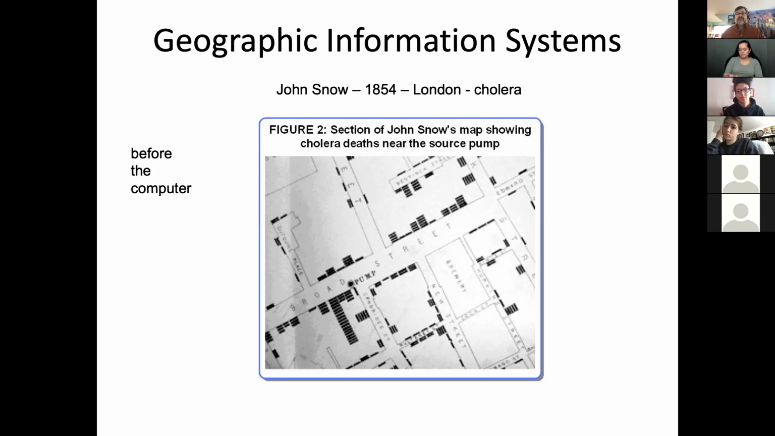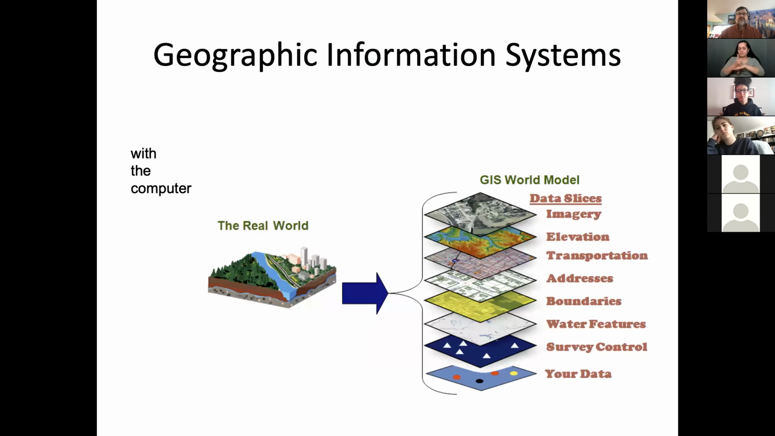They did that by geography. Now we would do that by geography, but with the computer to help us, with the computer to create maps. And the CDC is doing this now with our pandemic, for sure. They're using GIS software to create maps to show patterns of the spread of the disease.